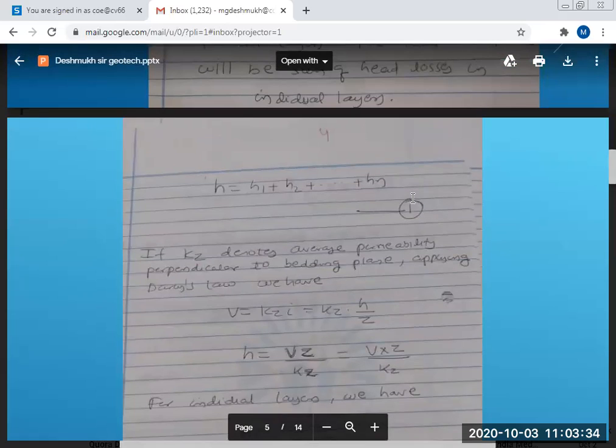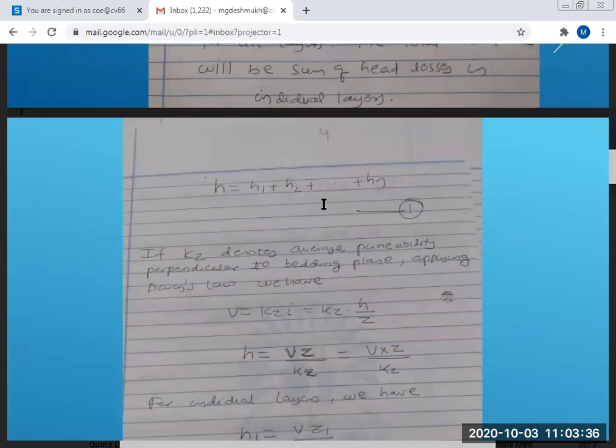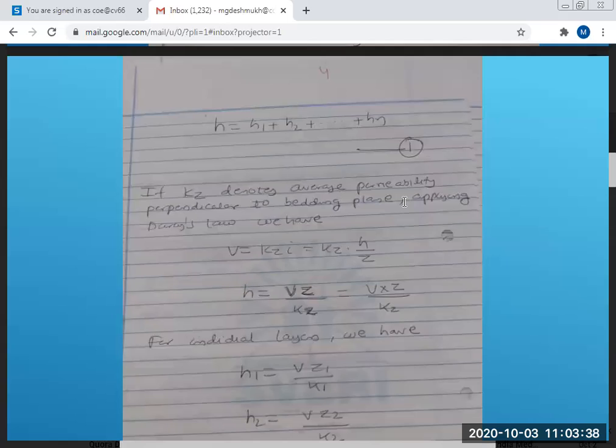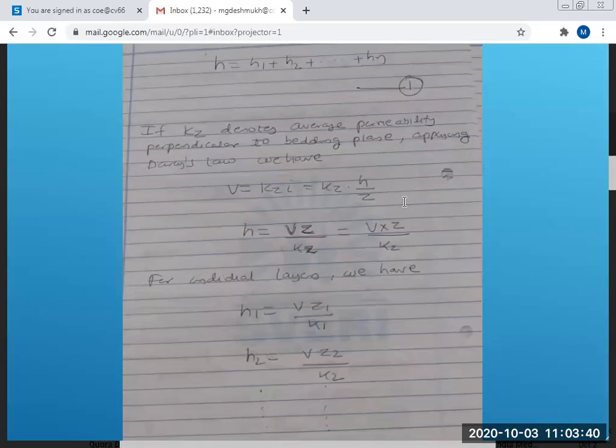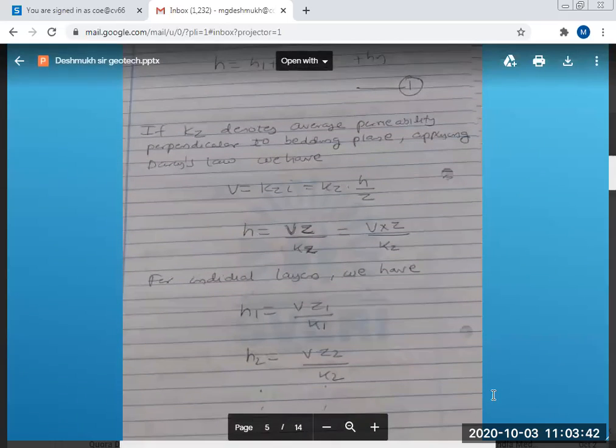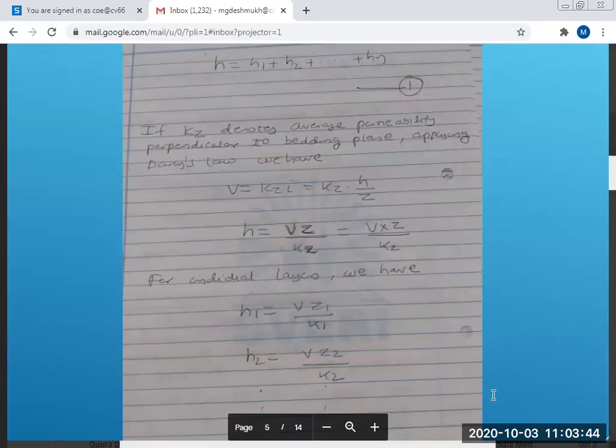So please take down this much. H is equal to H1 plus H2 up to Hn, write this and the whole derivation below, so that you remember it. I will give 2 minutes time.